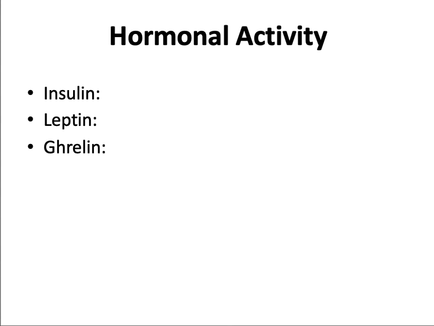Hormonal activity. Three hormones are most important in hunger and eating. Insulin is a hormone regulating glucose levels in the bloodstream. It allows the cells of the body to process the glucose so that the body has energy to function.